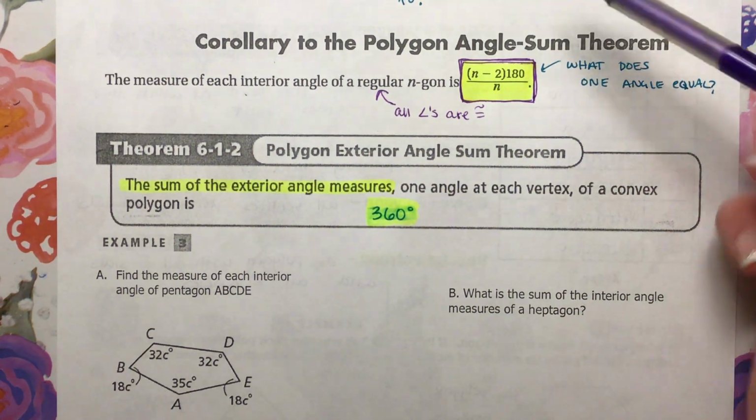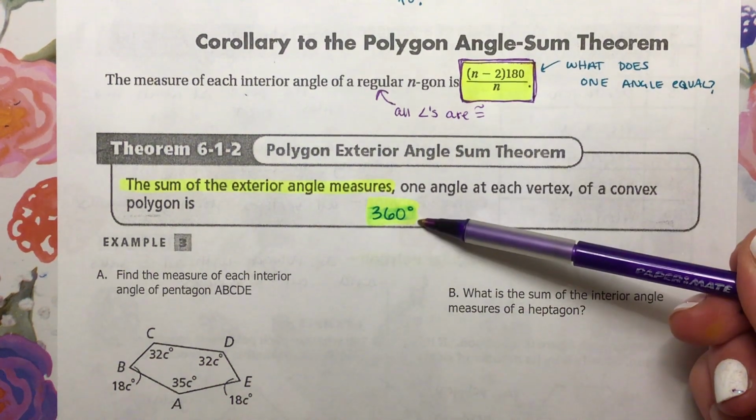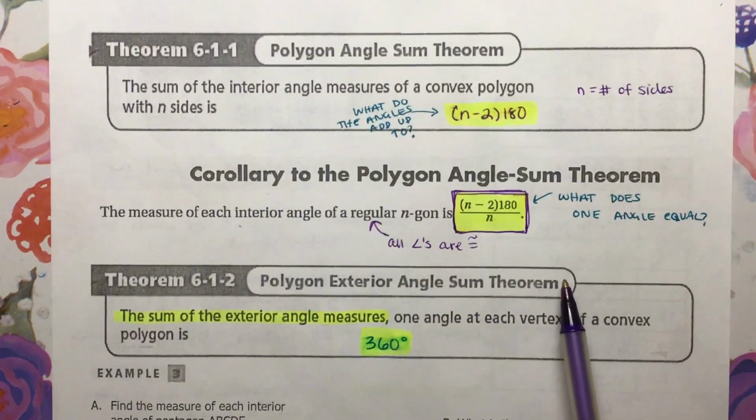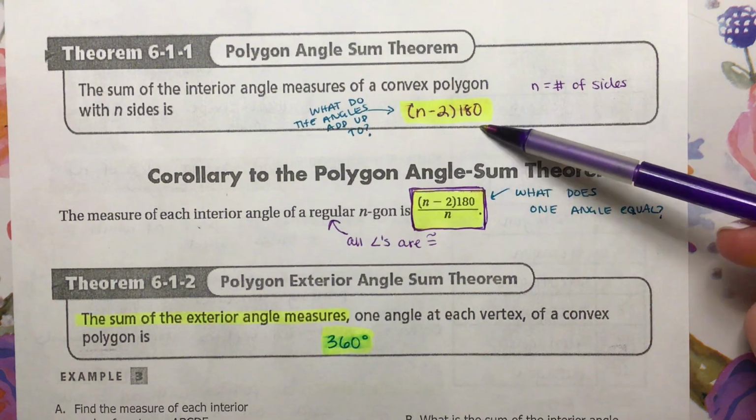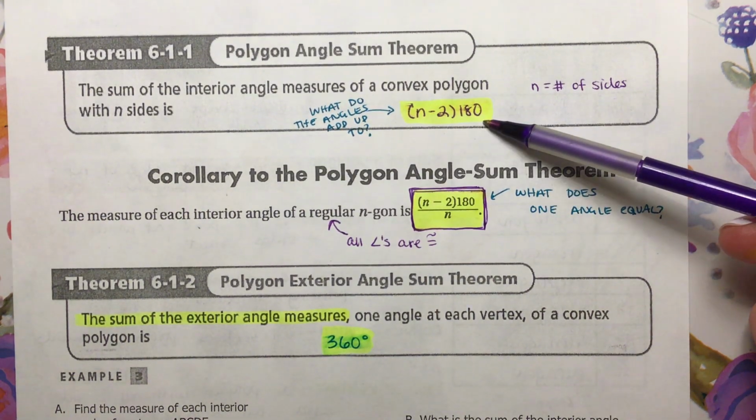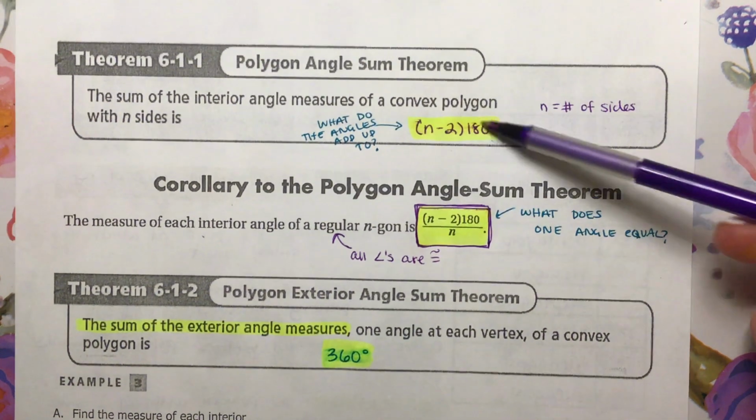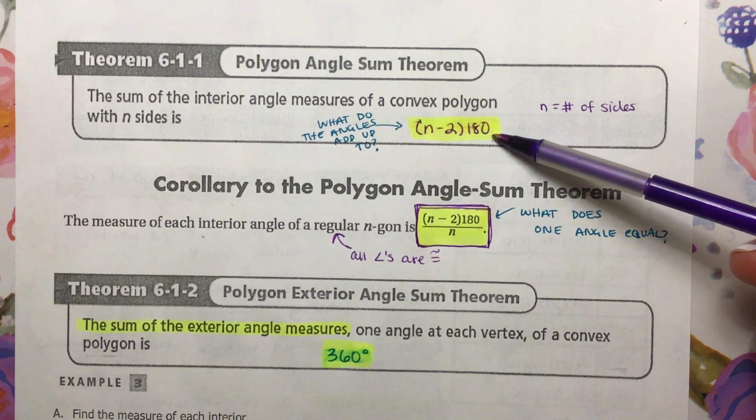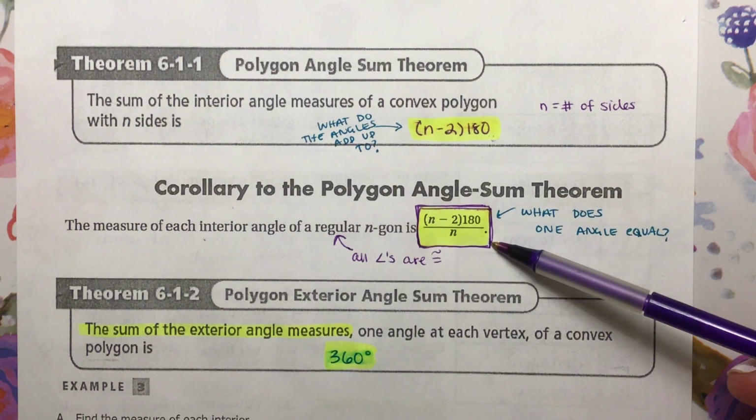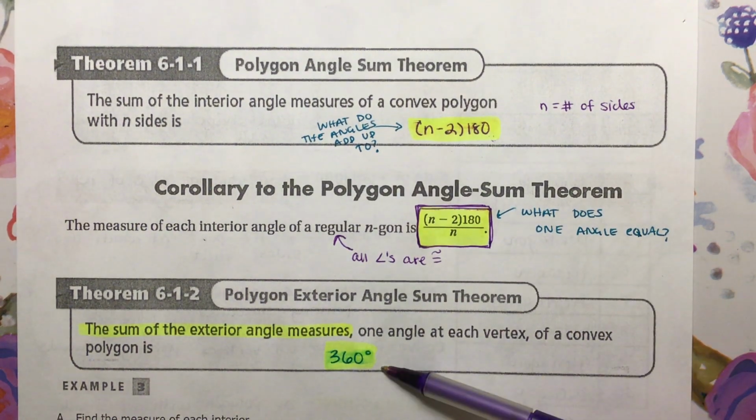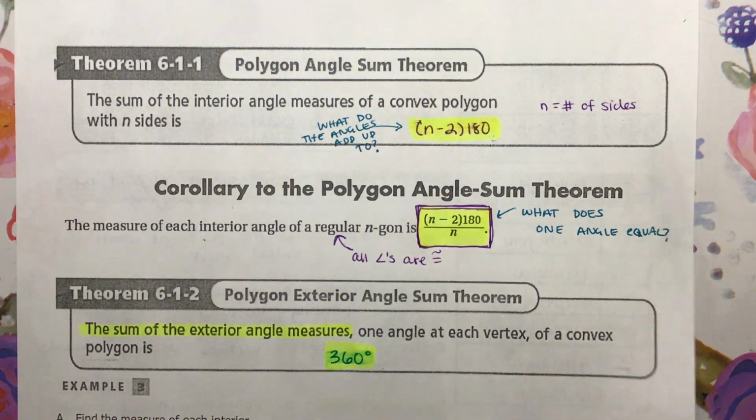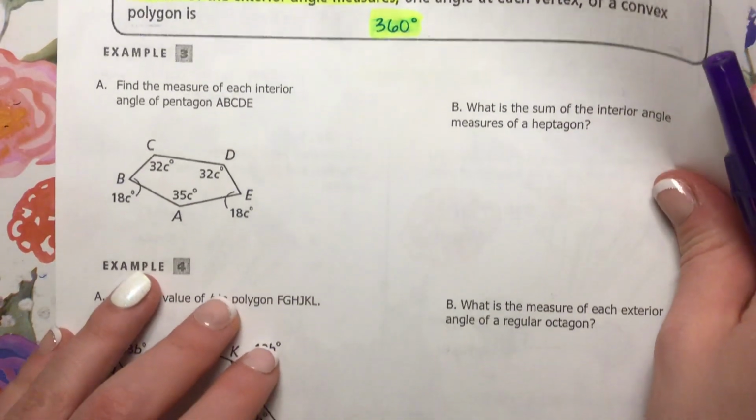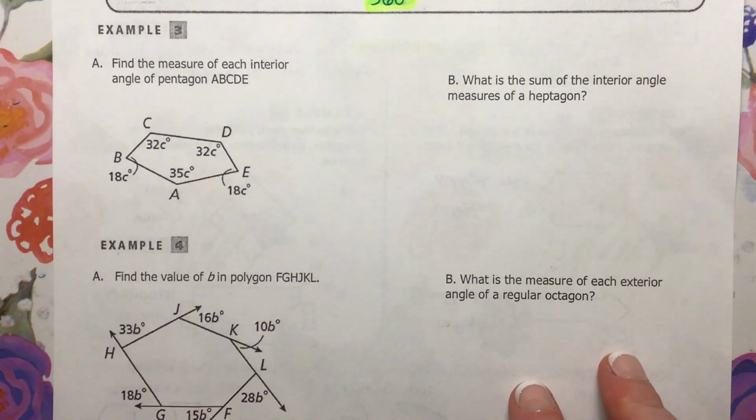So let's apply this. We've got 3 pieces of information that we can use now. So we have n minus 2 times 180. That guy's going to be what the total sum of the inside angles are. This guy is what the value of one angle is, and this guy is what the value of the outside angles are on polygons. Okay, so in example 3, it says find the measure of each interior angle in pentagon ABCDE.